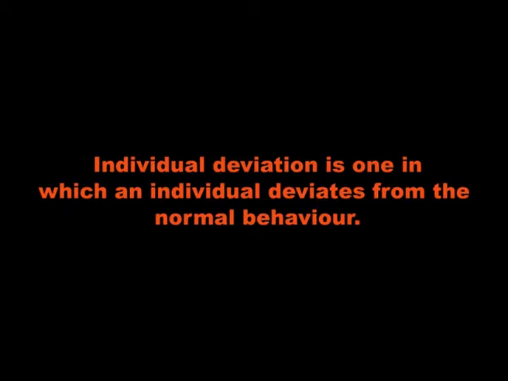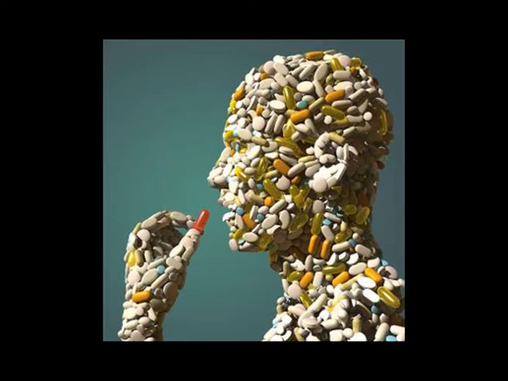Let us take a look at the first type, cultural and psychological deviation. In cultural deviation, an individual deviates from norms followed by that culture. For example, genocide. The second type of deviance is individual and group deviation. Individual deviation is one where the individual deviates from the normal behavior. For example, an educated boy consuming drugs is an individually deviating behavior.